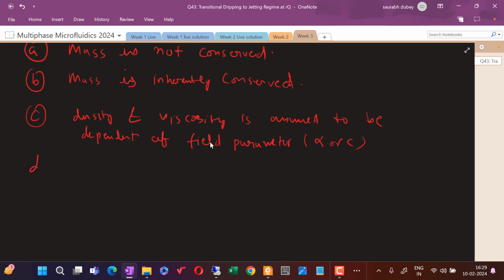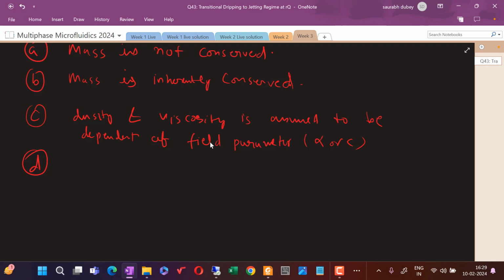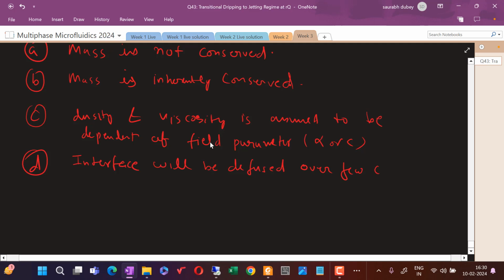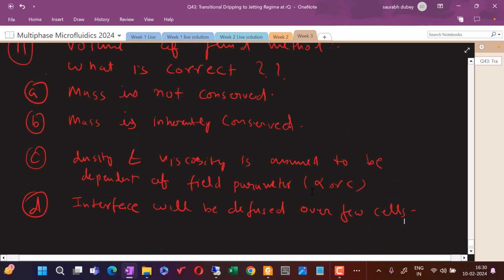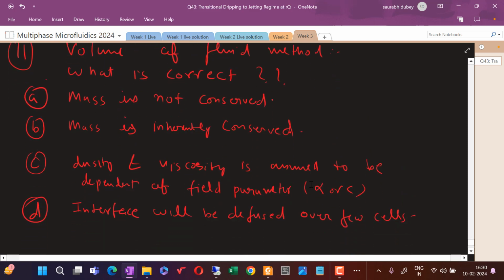And the D option is the interface will be diffused over few cells. Okay. So which of the following is correct about the volume of fluid method? So you just try to solve it.